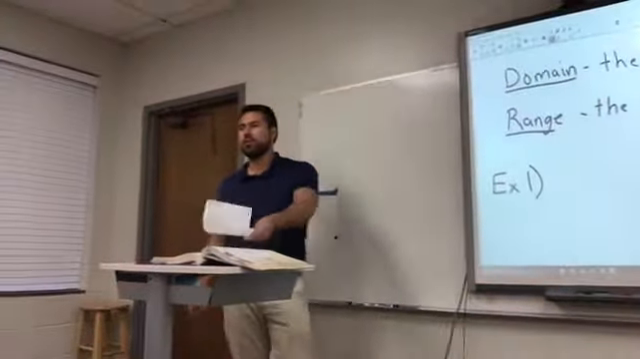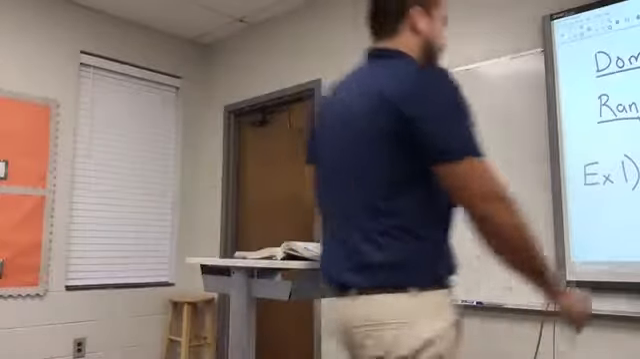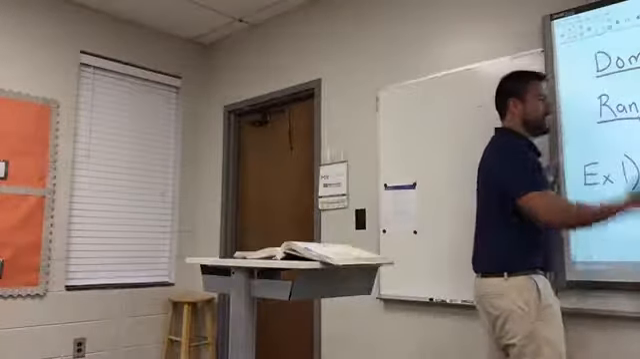Just read the instructions on example number 1, and you could read A, B, C, and D. Represent the relation shown in the graph at the right as A, a set of ordered pairs, B, a table, C, a map, and D, determine the generator.